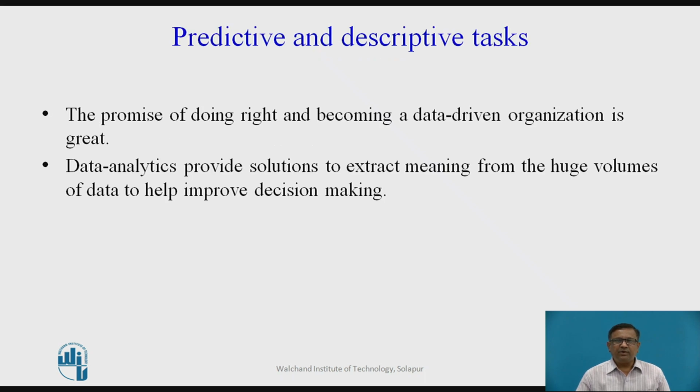So, the predictive and descriptive tasks which are there and how the machine learning techniques can handle them, that we are going to discuss. So, the promise of doing right and becoming a data-driven organization is great. Data analytics provide solutions to extract meaning from the huge volumes of data to help improve decision making. So, a huge amount of data is available nowadays, but extracting the required information is very important, and that is done by using this predictive and descriptive analysis.